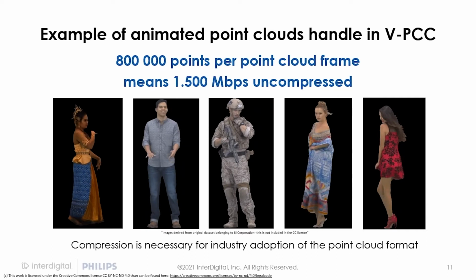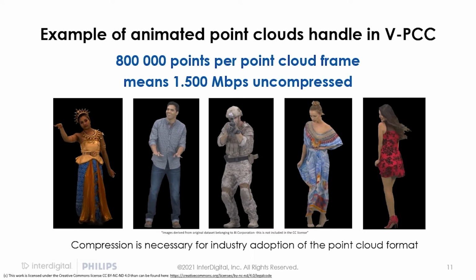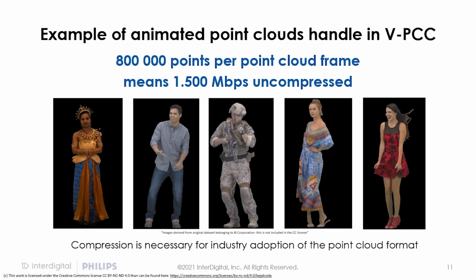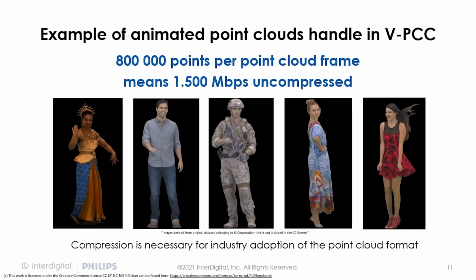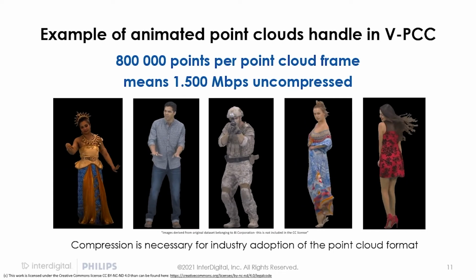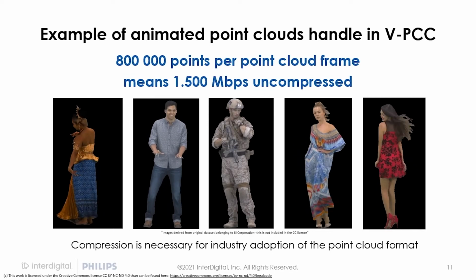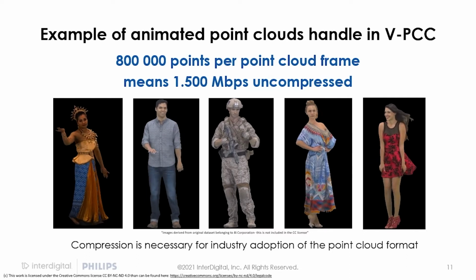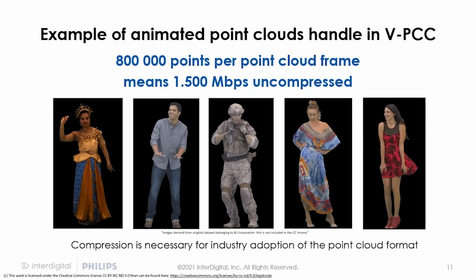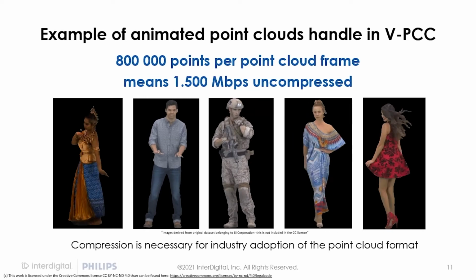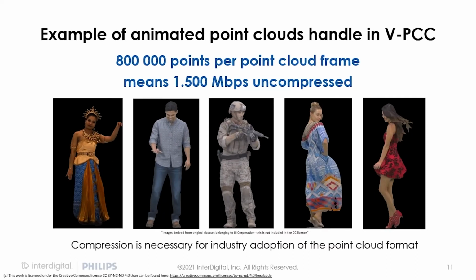All such point clouds may contain a huge quantity of points. As an example, for this point cloud, one frame contains 800,000 points. A video of this point cloud will therefore require 1,500 megabits per second to transmit uncompressed. So it is quite expensive if you want to transfer such data at a good quality. Compression of point clouds is key for the adoption of the format in the industry.